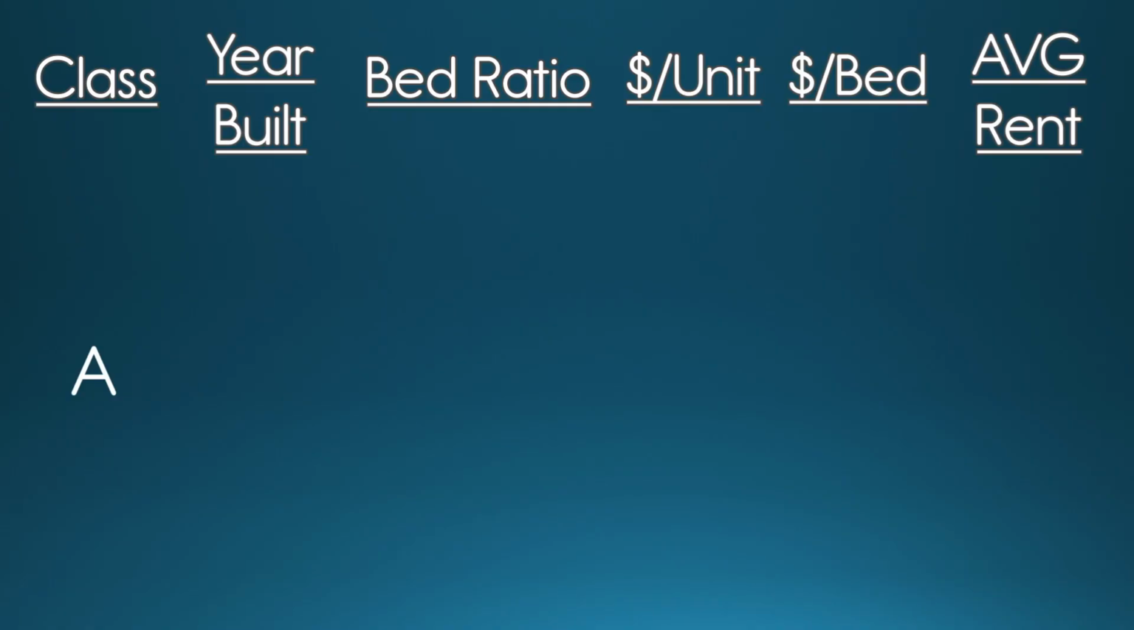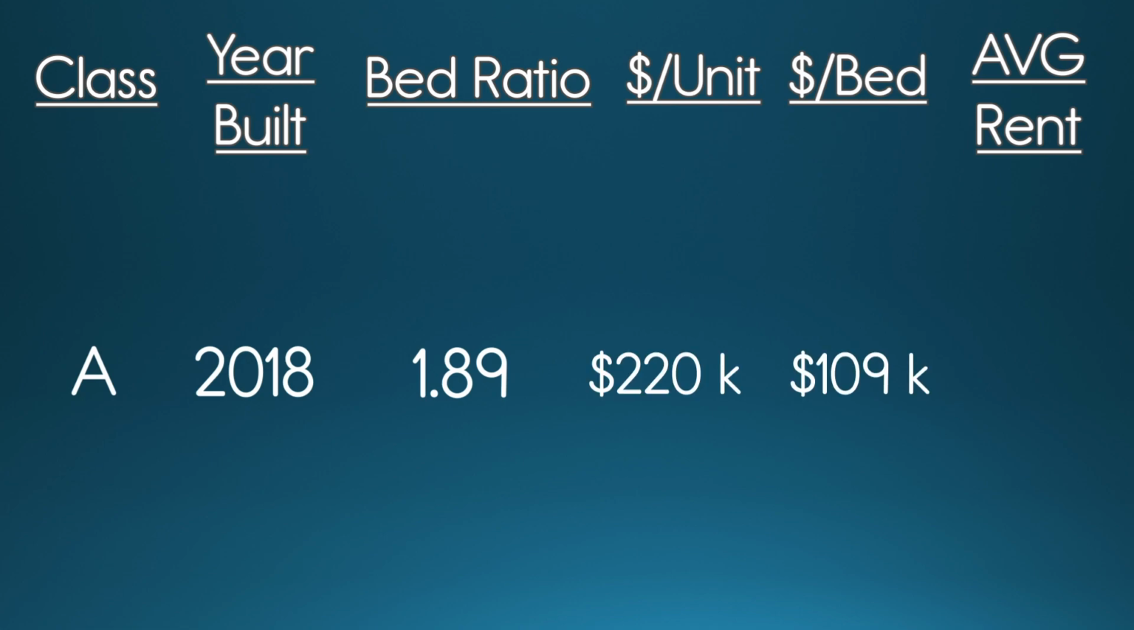Lastly is the Class A asset, which typically is under 5 years old. As you can see, the median here is 2018. A little bit higher bedroom ratio. Now we're in the $220,000 a unit range, and of course the rents jump up another $250, $300. All right. I already see where your head's going. Bo, can we go from a B plus to an A?